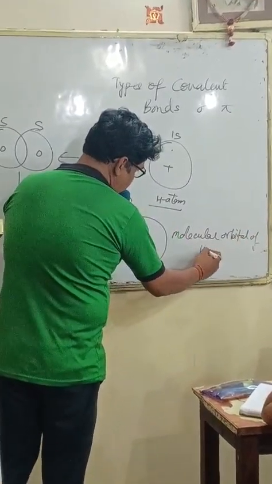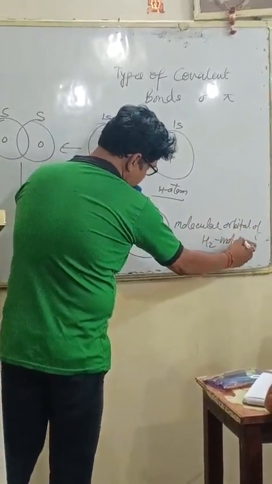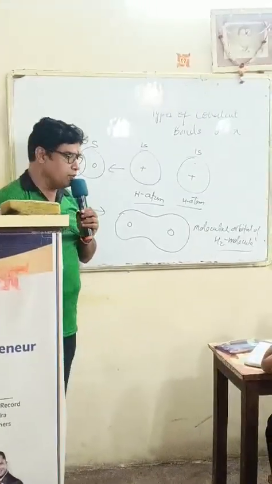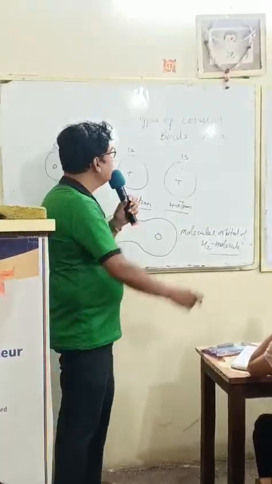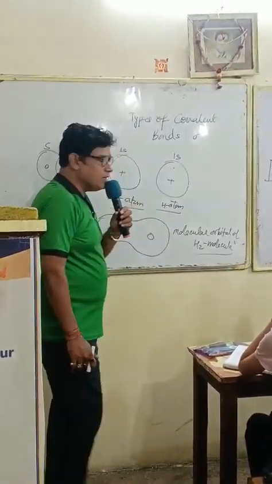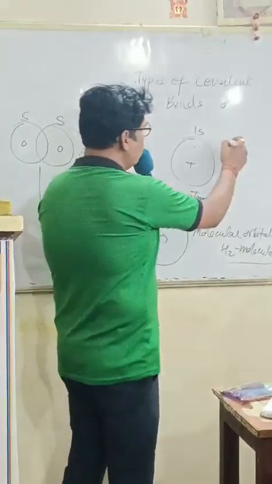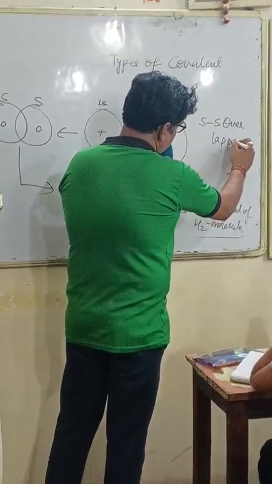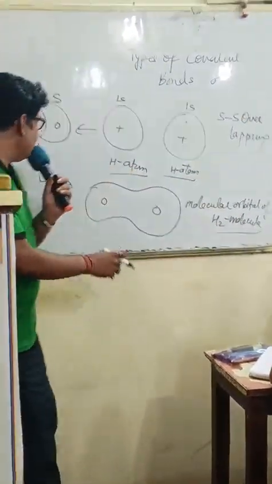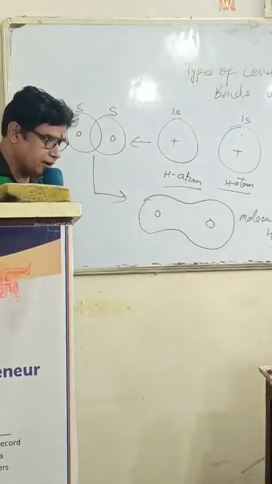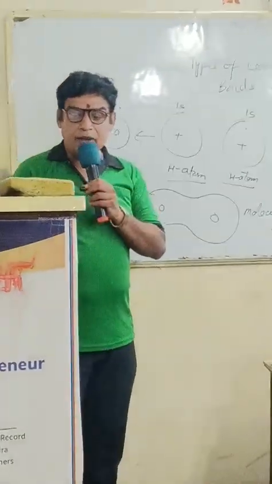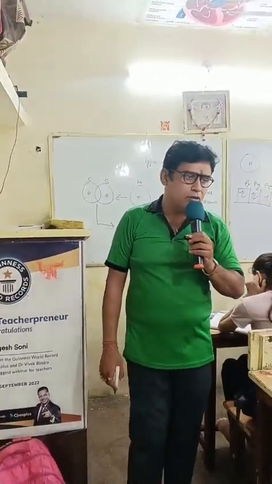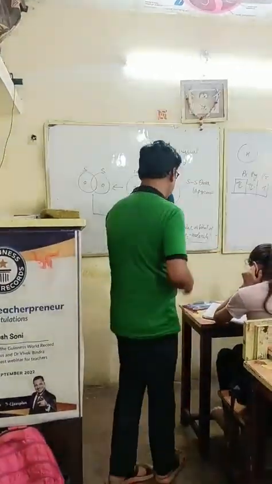So this is basically the molecular orbital of the hydrogen molecule. And this type of overlapping in the formation of a sigma bond is known as SS overlapping. और ये कहाँ से कहाँ है देख लीजिए, it is end to end. इसको कई जगह पे head on overlapping भी बोलते हैं.